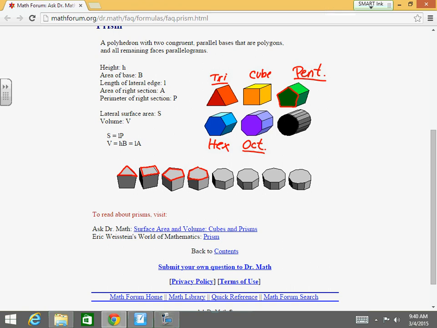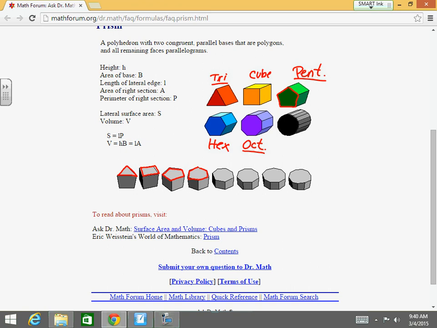In order to be a prism, you have to have the same shape and the same size on the top and on the bottom. Think of a can. Don't you have a circle at the top and a circle at the bottom? That's a prism as well. That's called, to be exact, a cylinder.